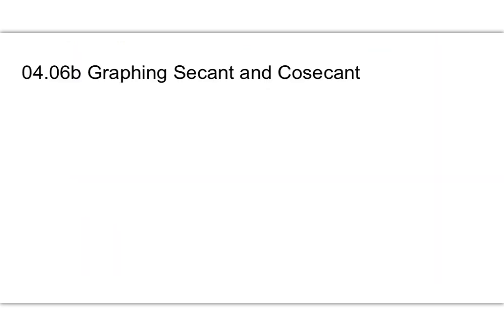Hi students, we're going to look at graphing secant and cosecant today. The method we're going to use for these is to connect these to sine and cosine. So secant is the reciprocal of cosine, and cosecant is the reciprocal of sine. We know this because they kind of go with the wrong letter.